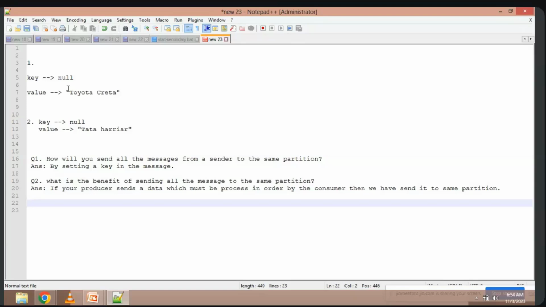That is the reason. I'm repeating again. Suppose you are sending data. For that, what you want is consumer 1 only should process my entire data. It should not be divided into 2 consumers. So what you will do, you will send all my data to a single partition. So the consumer which will be reading that partition will read the data in the proper sequence, one by one. That is the benefit of sending all your messages to the same partition. Okay, got it.